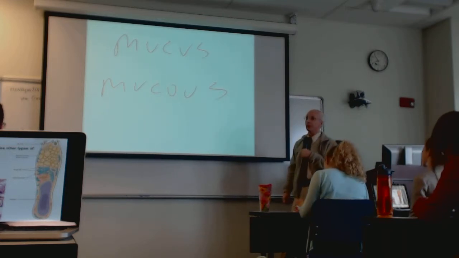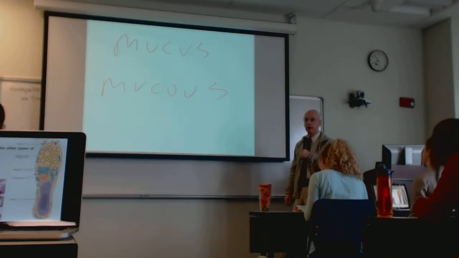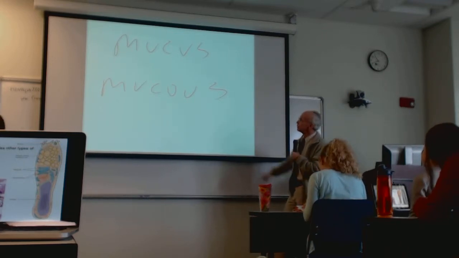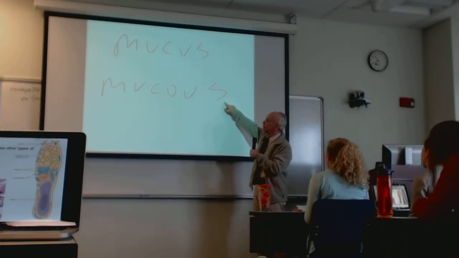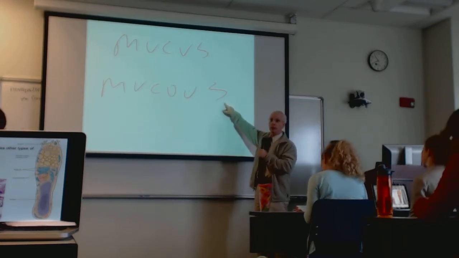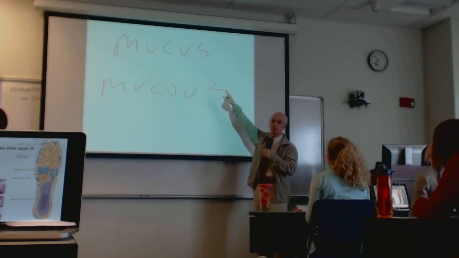So the first is a noun. So mucus is the slime. This is the adjective. So properly, you don't always see this observed, this would be a mucous membrane, and a mucous membrane may have mucus on it.